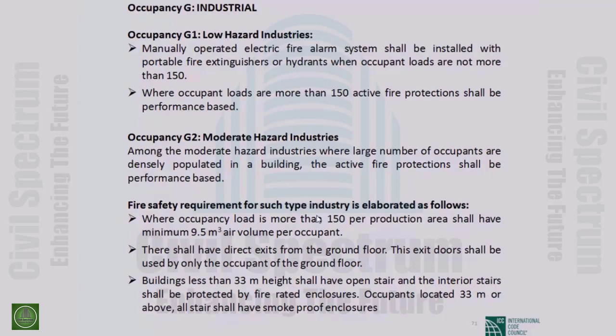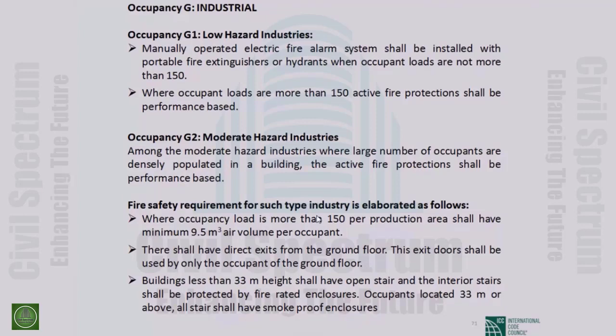For G1, a manually operated electric fire alarm system shall be installed with portable fire extinguisher or hydrant system when occupant loads are not more than 150. If it is more than 150, you have to give performance based. Very straightforward. So you have to give a detail of this because its population is more than 150.